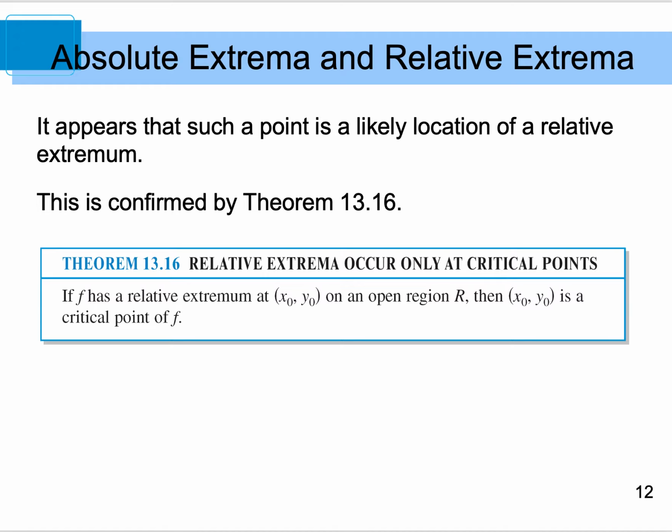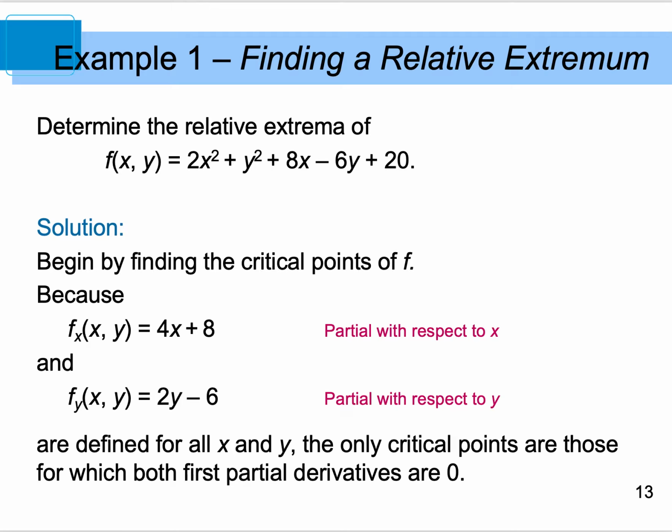It appears such a point is likely the location of a relative extrema. So if that horizontal thing is happening, it's probably either relative or absolute. So what does this actually look like in practice? Okay, so we're going to work with the function we've kind of seen before.